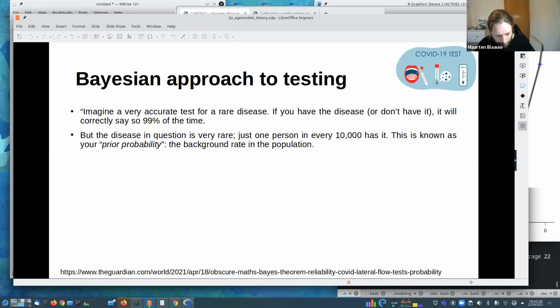And this is from April this year. So the disease in question is very rare. Only one person in every 10,000 people has it. So that's your prior probability. We know the background rate of the disease in the population.